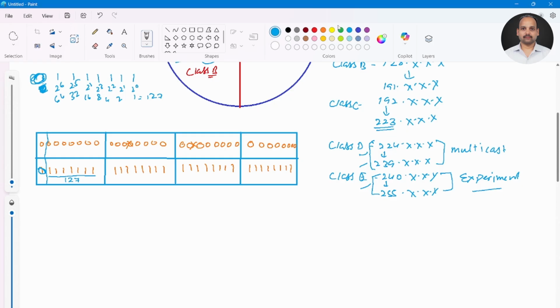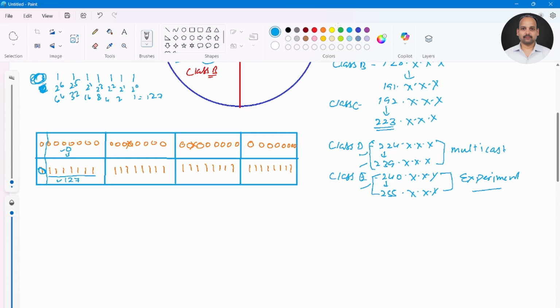So in one bit, your first digit was 0. So if you see your first digit was 0, then your value was 0 to 127. That's why your class A valid range is from 0 to 127.